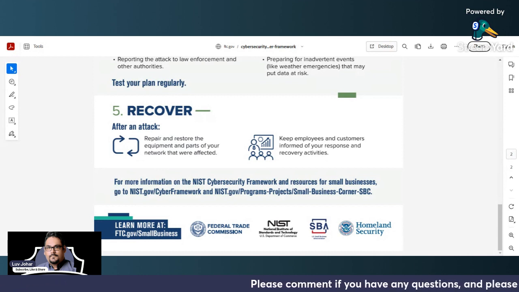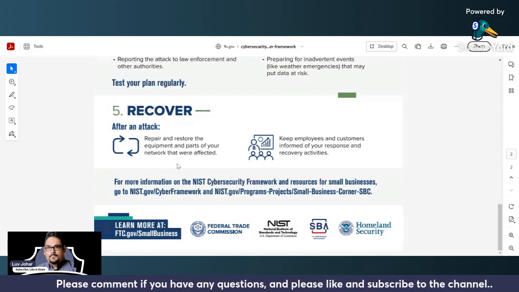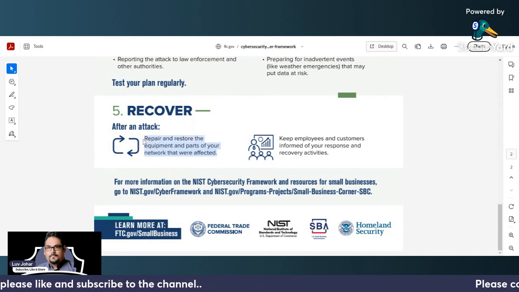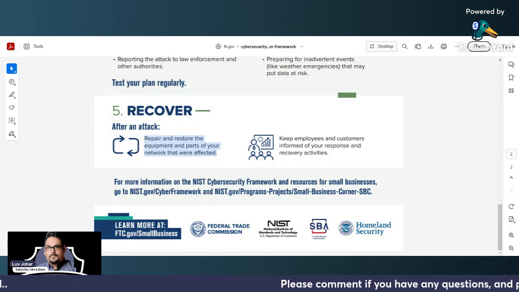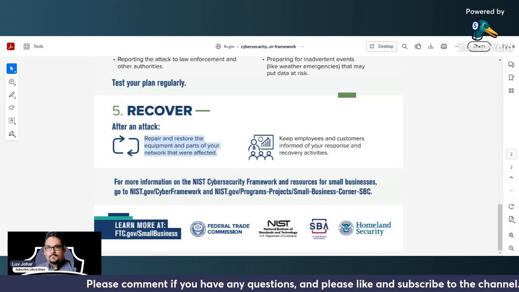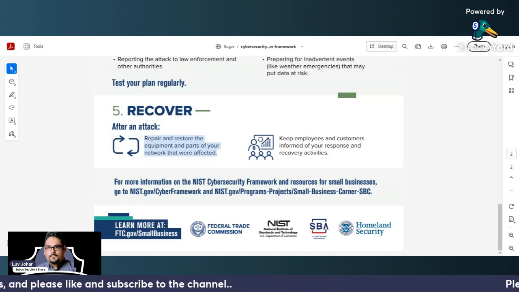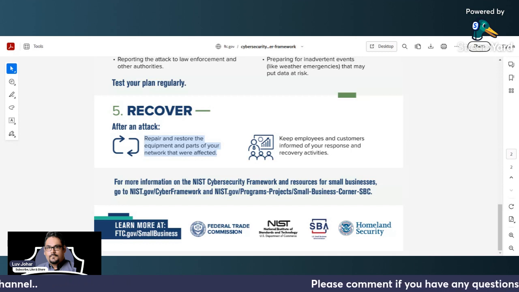So after an attack, how do you recover? Okay, as the phase says, after an attack, what should you do? So repair and restore the equipment and parts of your network that were affected. As I said in the example that I gave, let's say 10 servers have been affected. So what will you do in that case? You will of course format all those 10 servers. You will make sure that proper formatting is done, and you will restore the operating system on those servers, and make sure that your affected infrastructure gets repaired and restored properly after the attack.